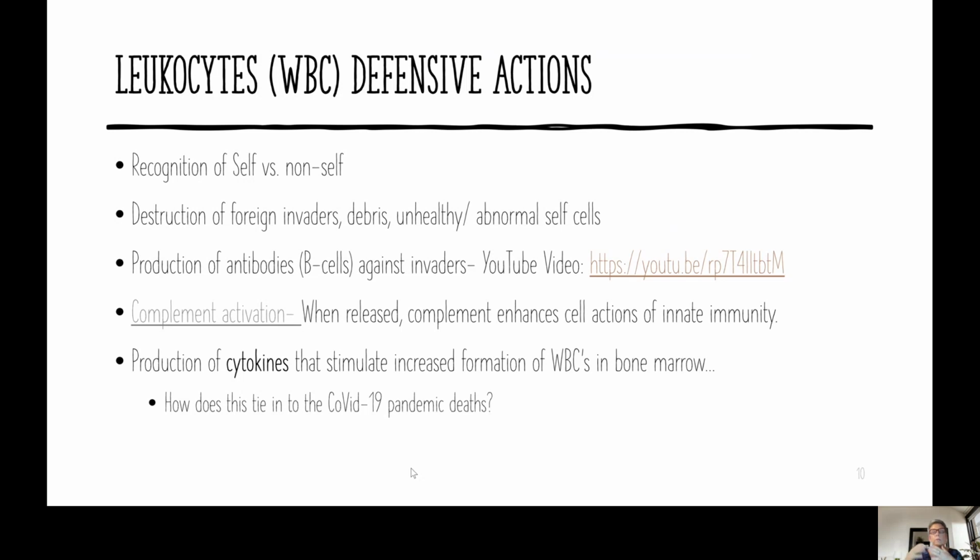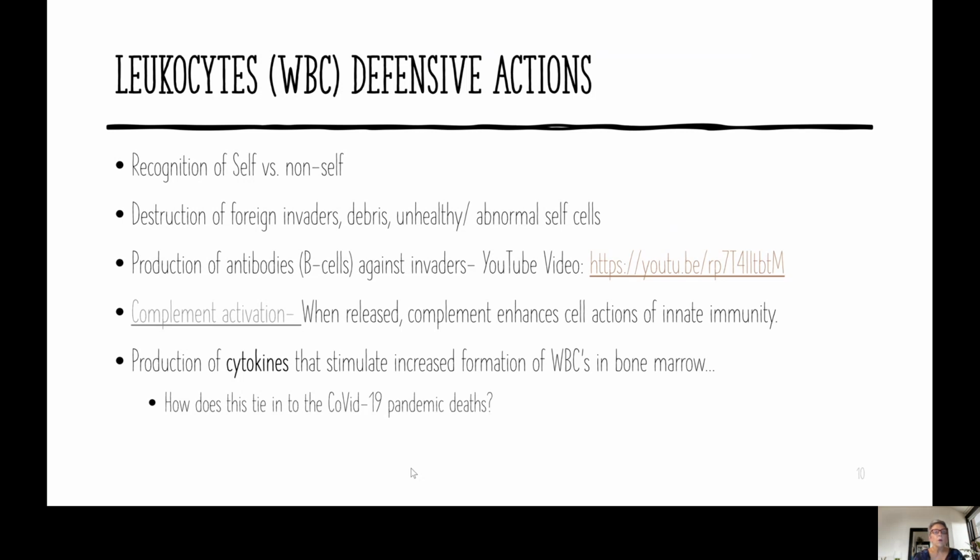But it's important that our body knows what's us and what's not us. And it will defend against the non-self, but it should not trigger the immune system to fight against the self. If it does do that, then of course that would be somewhat of an autoimmune problem, correct? The leukocytes' role is to destroy the foreign invaders, to remove the debris and unhealthy or abnormal self cells. So when our body cells die off, which they normally do, our immune system and our white blood cells remove those. They also act to produce the antibodies, the B cells, against invaders, and I will share the video at the end.